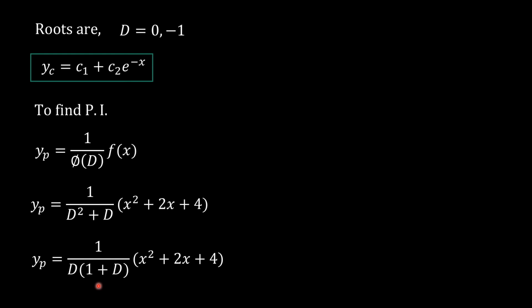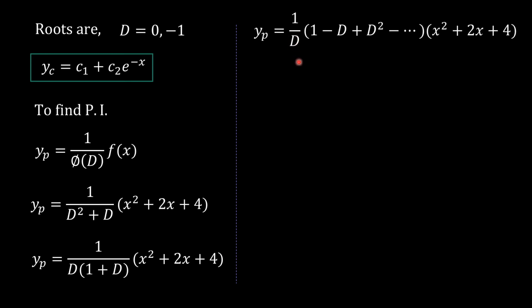So see, in this way we bring 1 in the denominator, so that we get the form 1 upon 1 plus D. So using the expression of 1 upon 1 plus D, our psi of D is D. So replace psi of D by D in the formula 1 upon 1 plus psi of D. So yp equals 1 upon D as it is, and the expression for 1 plus D inverse is 1 minus D plus D squared minus and so on.